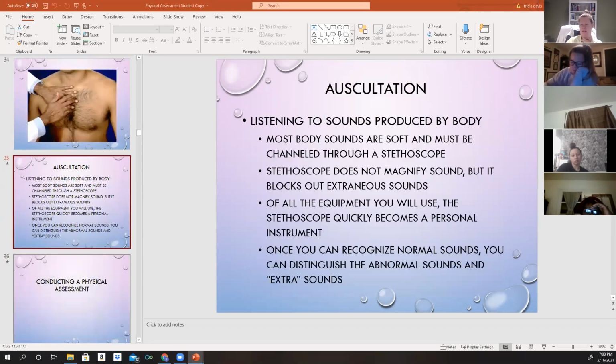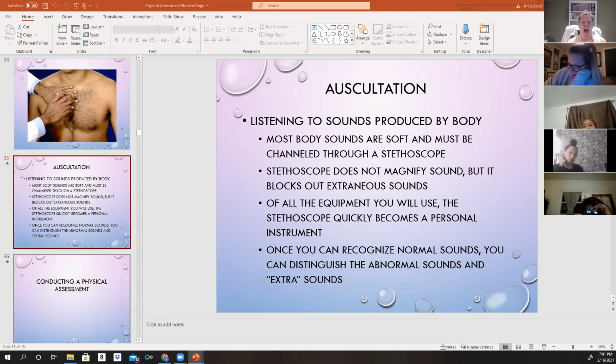So auscultation, this is very, very important. This is listening to sounds that are produced by the body. Most body sounds are soft and must be channeled through a stethoscope. The stethoscope does not magnify the sound, but it blocks out extraneous sounds. Of all the equipment you will use, the stethoscope quickly becomes a personal instrument. Once you can recognize normal sounds, then you distinguish the abnormal sounds and those extra sounds. And that does take a while.